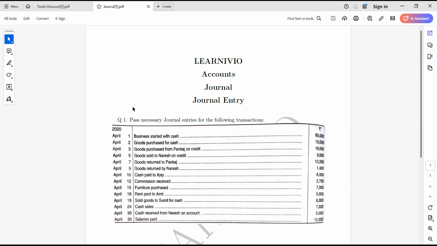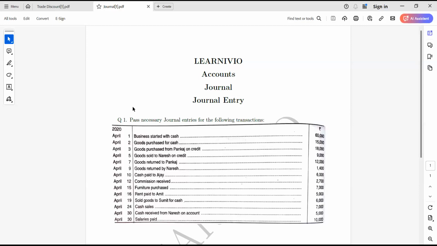After that, cash received from Naresh on account. So cash is coming in. So it will be cash account debit to Naresh account. Very good.